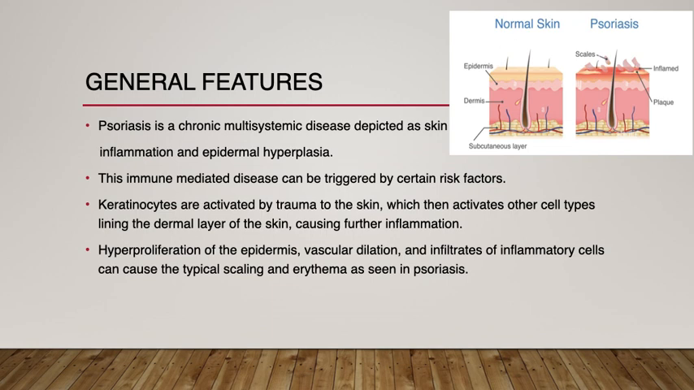First, we will discuss some of the general features of psoriasis. Psoriasis is described as a multisystemic disease from skin inflammation and epidermal hyperplasia. The word psoriasis was actually derived from the Greek word psora, which means itching.